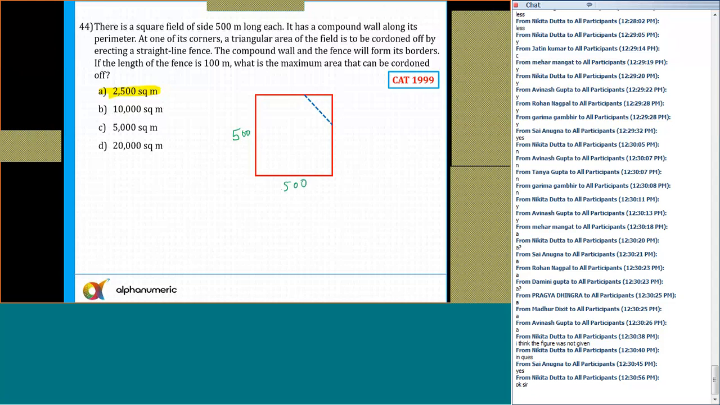It has a compound wall along its perimeter. At one of its corners, a triangular area of the field is to be cordoned off by a rectangle. If the length of this field is 100, so this is equal to 100. What is the maximum area that can be cordoned? So I need to find out the compound area. The maximum area which can be cordoned off, that we need to identify.